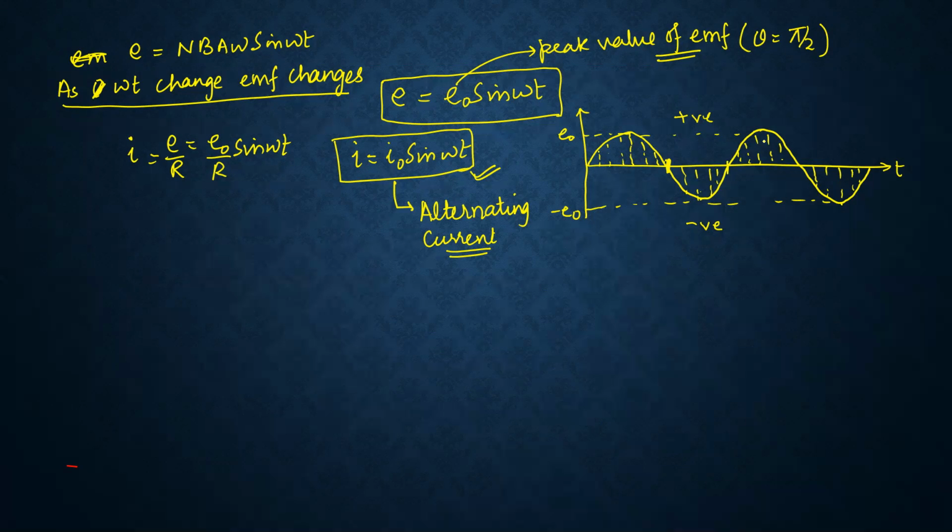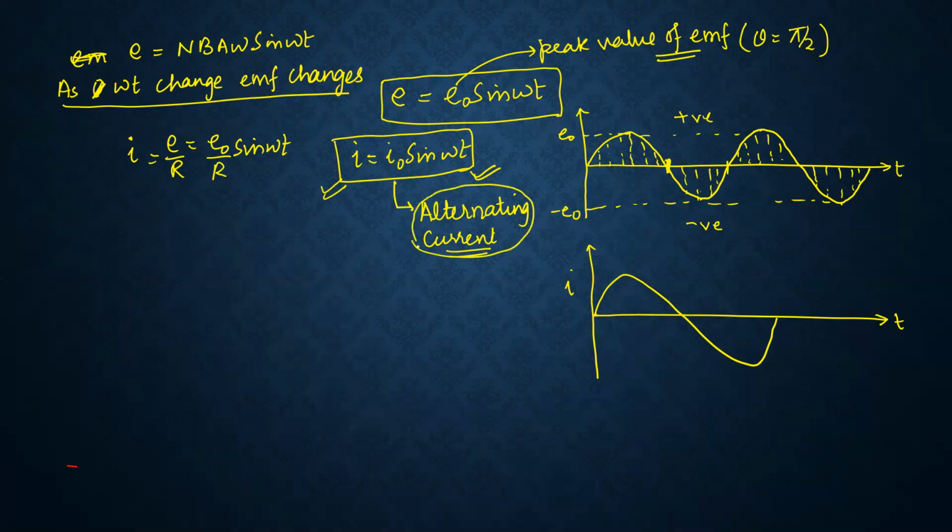So here, if I observe, I am having two types of EMF, and in the same way I'll get two types of current, positive as well as negative, because the equation of I is also sinusoidal. So the direction of current is reversing at a particular interval of time. By this equation, what I can say is that the alternating current equation is analogous to the equation of SHM.